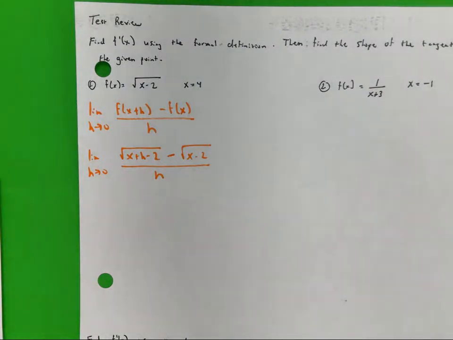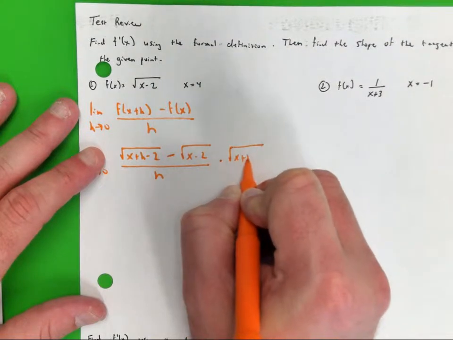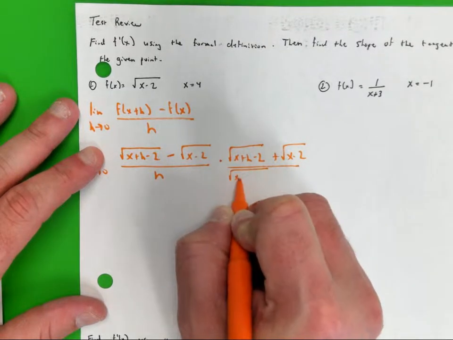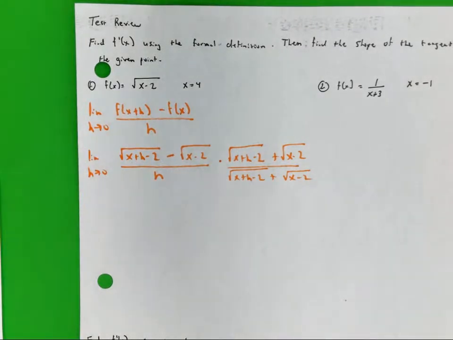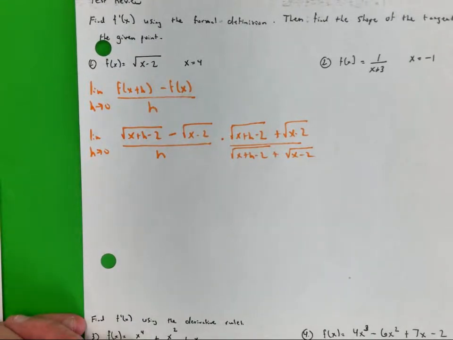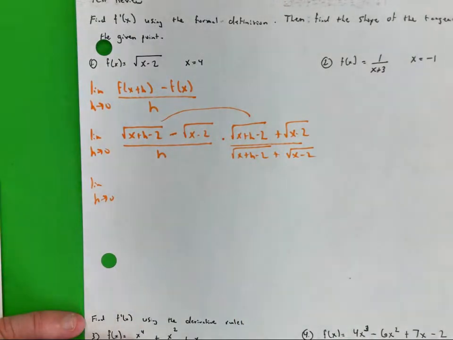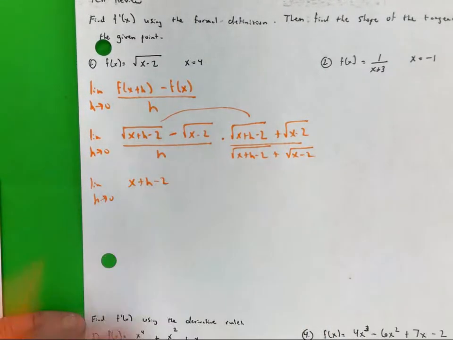Now, I tried direct substitution since it's a limit. I still get 0, so now I'm going to rationalize or factor? Now I'm going to distribute. This times this, what happens to that? Those square roots cancel out. x plus h minus 2.